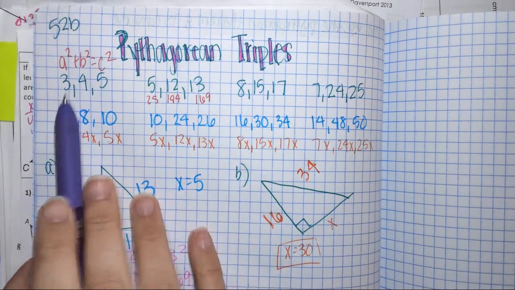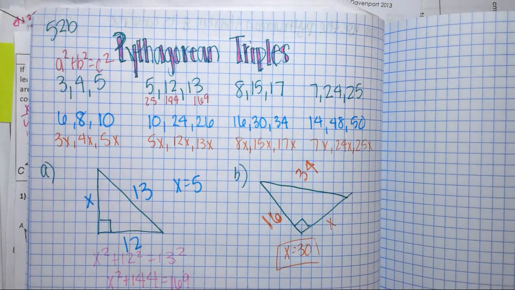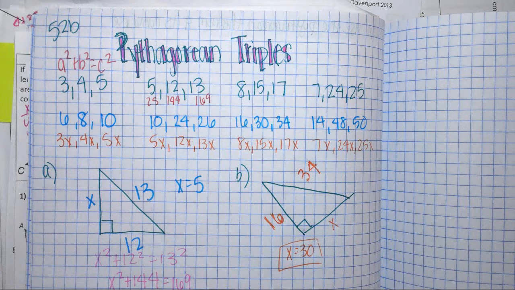But our triples are 3 sides that make up a right triangle, and we didn't have to use any of our formulas, right?